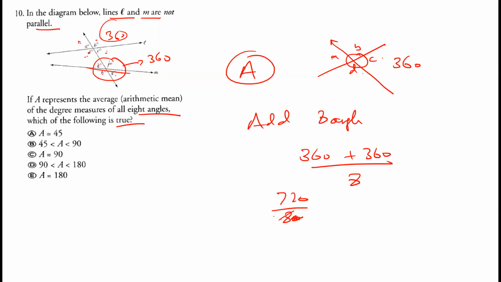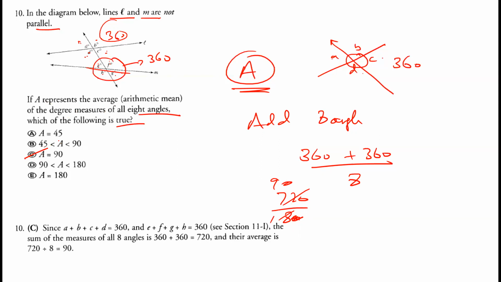So 8 ones are 8, 9 8s are 72, so 90. So A, which represents the average of the degree measures of all 8 angles, would be equal to 90. And option C is correct.